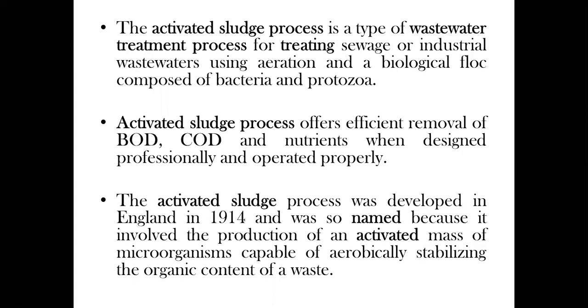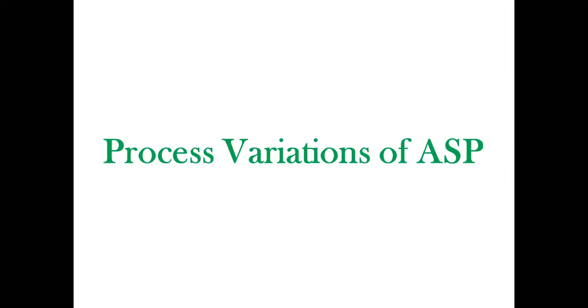The activated sludge process was developed in England in 1914 and was named because it involves the production of an activated mass of microorganisms capable of aerobically stabilizing the organic content of waste.